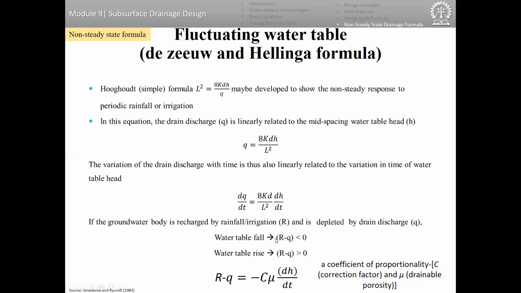So R minus Q is actually your net recharge in a given time. If you are talking about a 1 day interval, what is the net recharge? That is your R minus Q. So R minus Q is essentially reflected by dH by dt, that is, how the water table is falling with respect to time. And this is multiplied with the drainable pore space, and C is your proportionality constant. So net recharge is proportional to mu times dH by dt, where C is your proportionality constant.